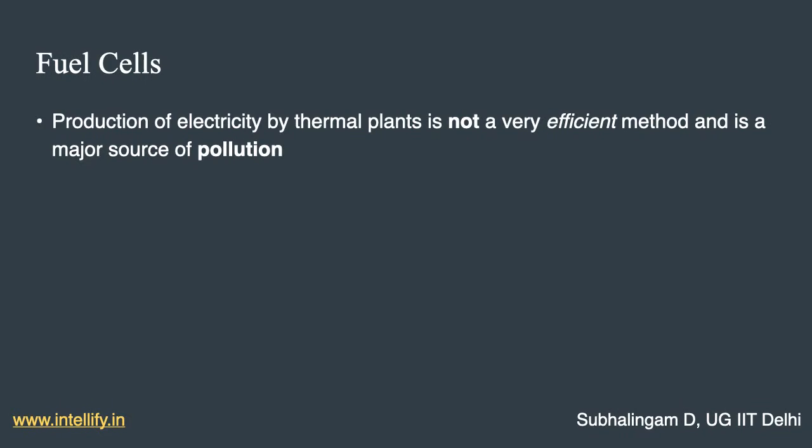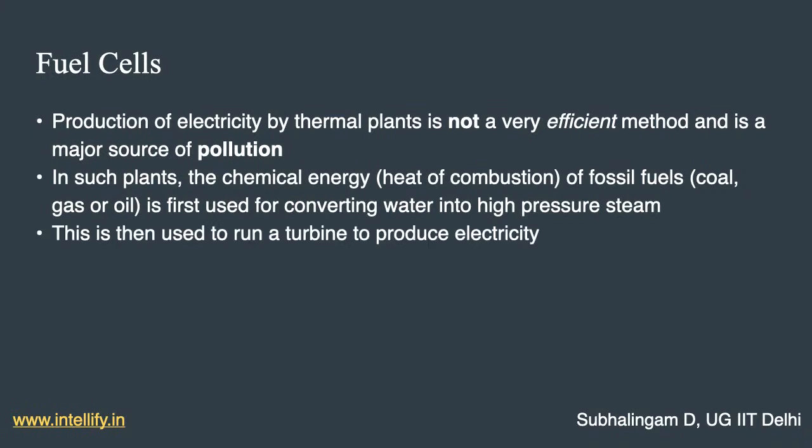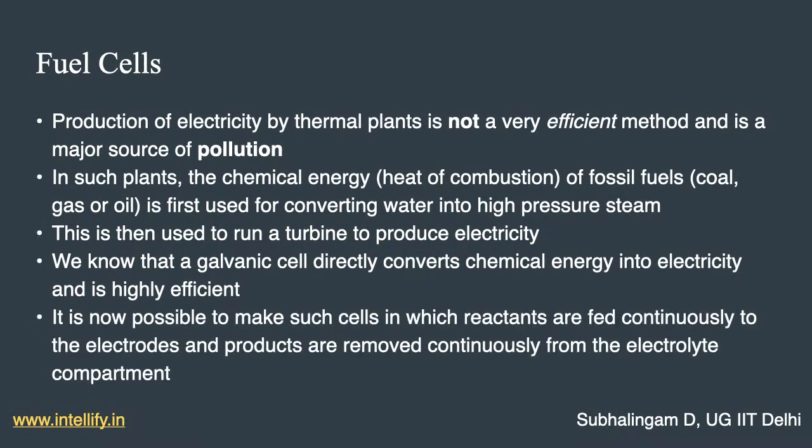Production of electricity by thermal plants is not a very efficient method and is a major source of pollution. In such plants, the chemical energy, that is the heat of combustion of fossil fuels like coal, gas or oil, is first used for converting water into high pressure steam. This is then used to run a turbine to produce electricity. We know that a galvanic cell directly converts chemical energy into electricity and it is highly efficient.